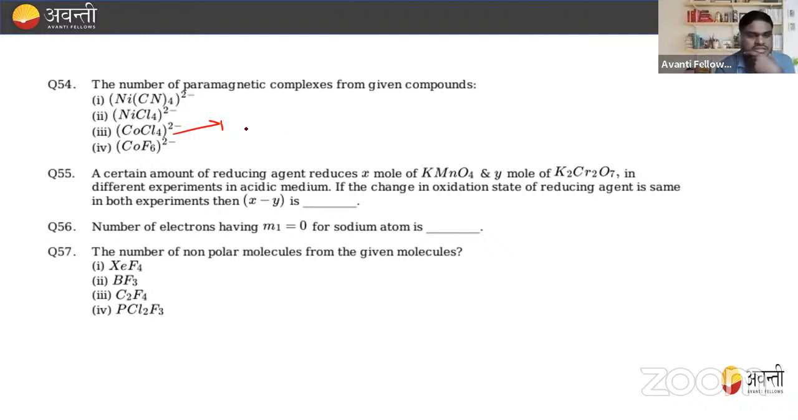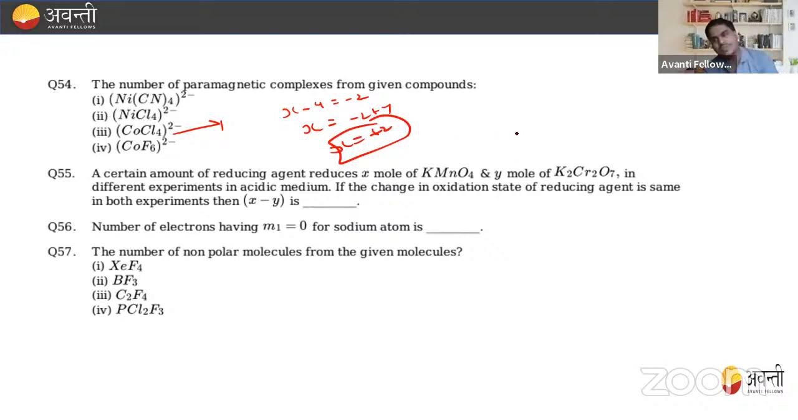And what is the oxidation state of Co? X minus 4 is equal to minus 2, so X is equal to -2 plus 4, that is plus 2. The X comes out to be plus 2 here. Plus 2 means cobalt, so cobalt plus 2 having electronic configuration 3d7.